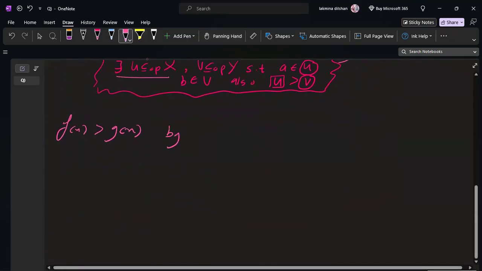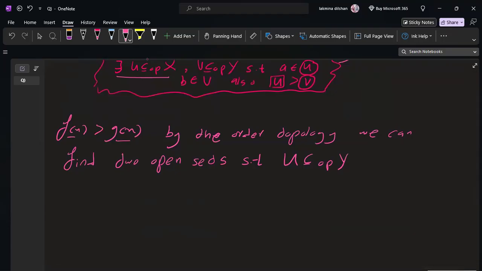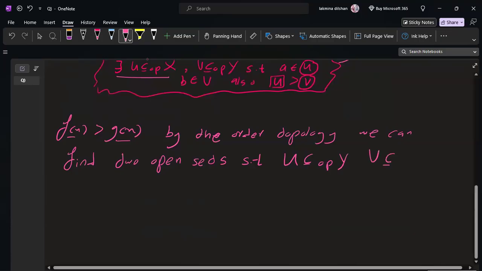By the order topology, we can find two open sets U and V, open in Y now, because these images belong to Y. Y is our order topology space that is given in the question. So U is open in Y, and V is open in Y, such that fx belongs to U and gx belongs to V, just by the order topology.